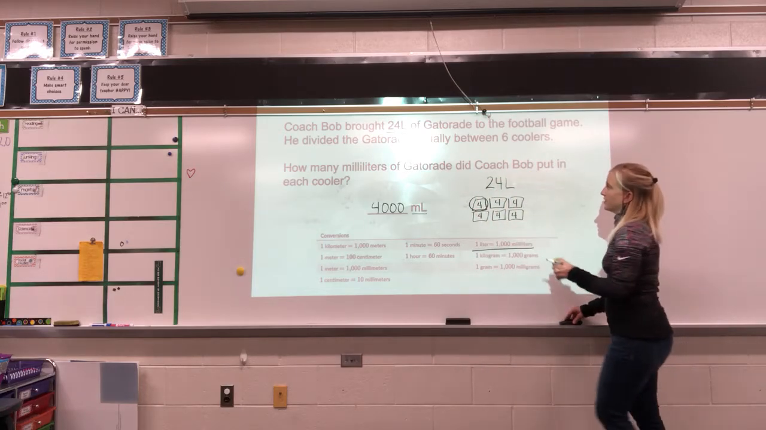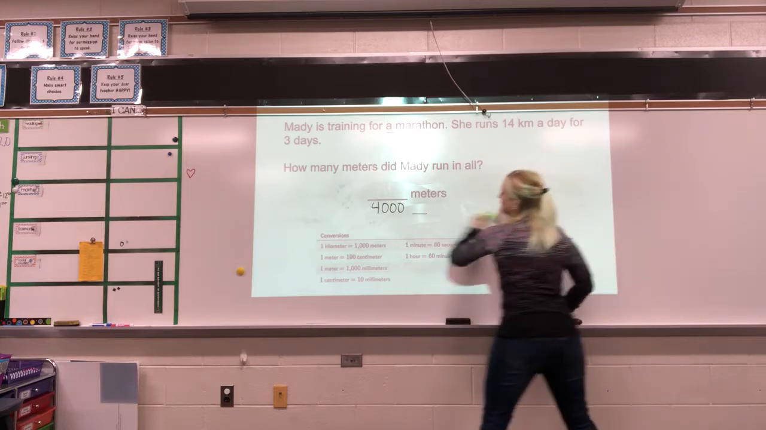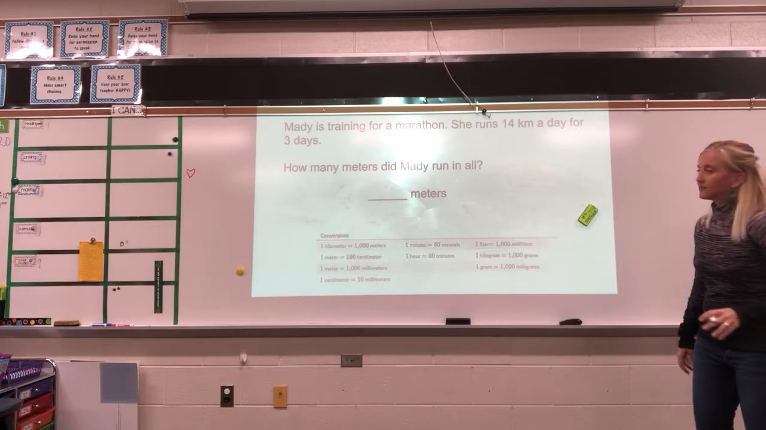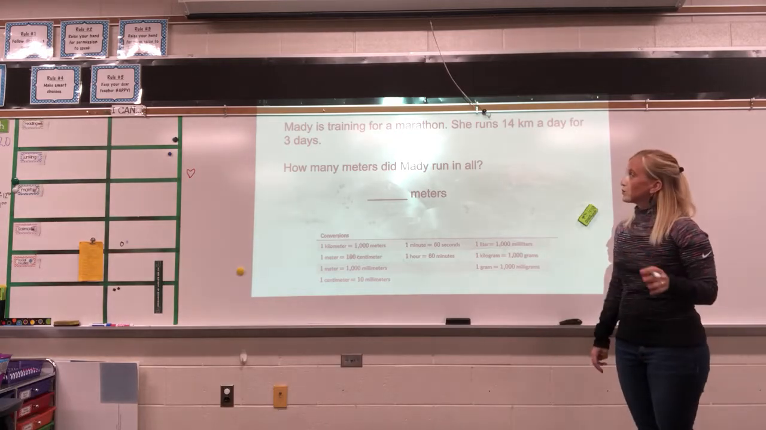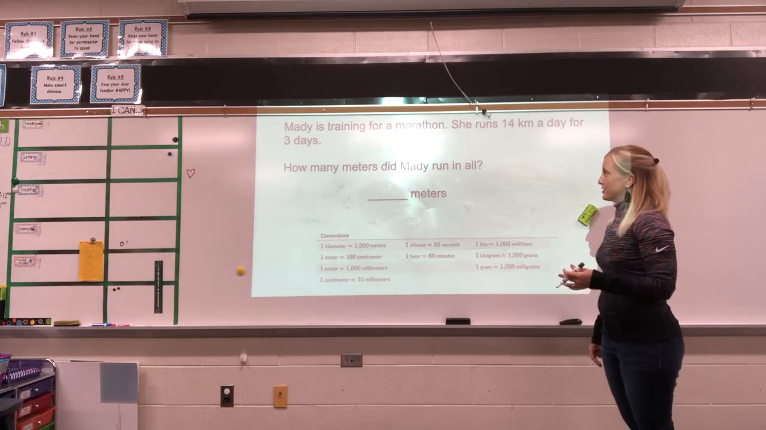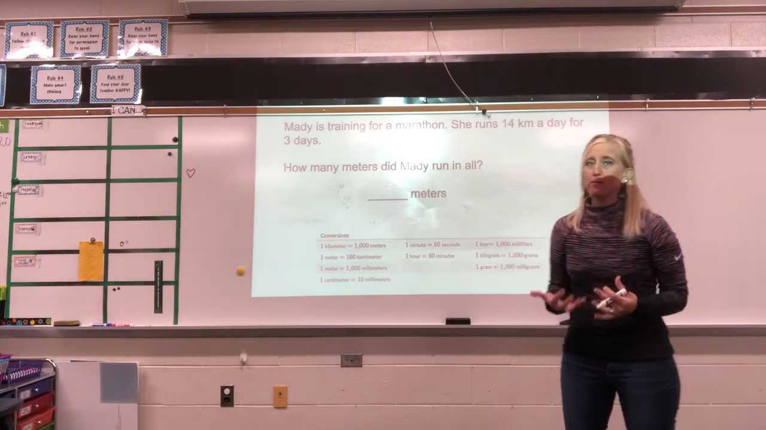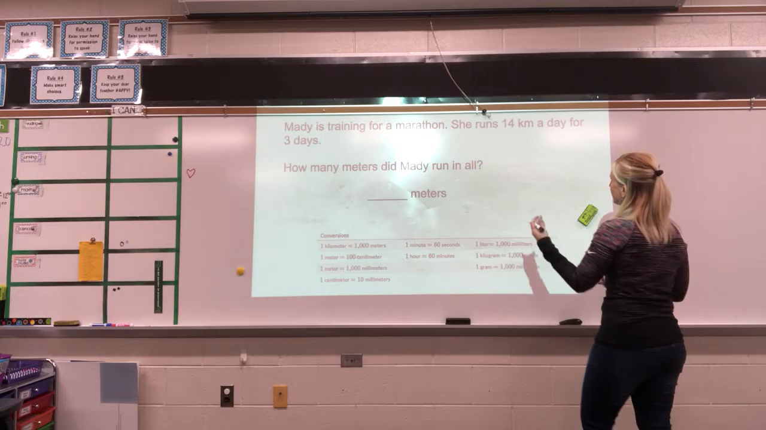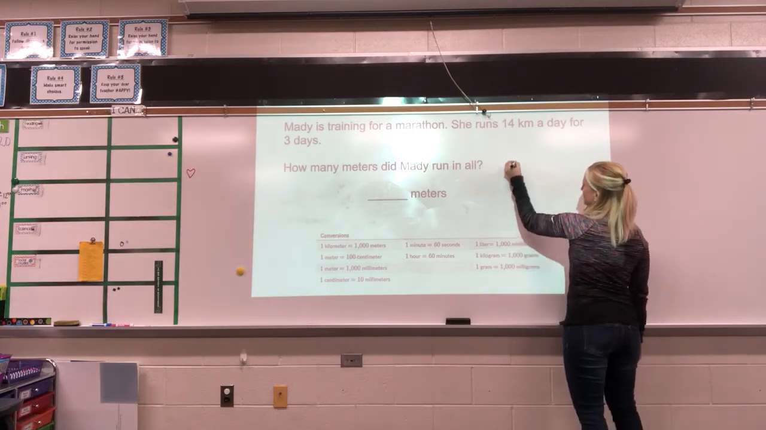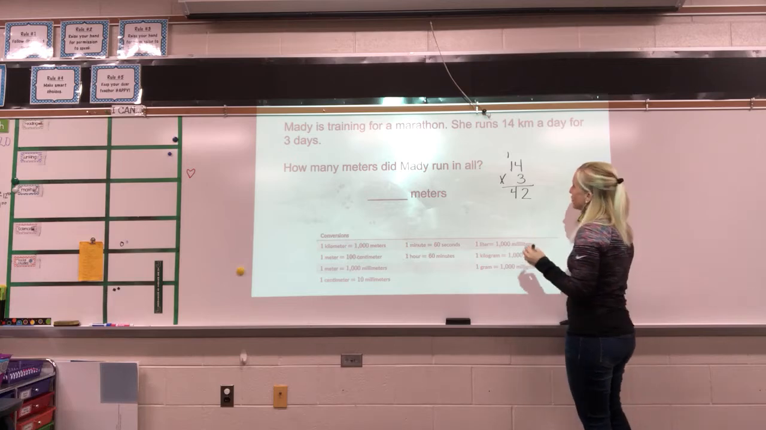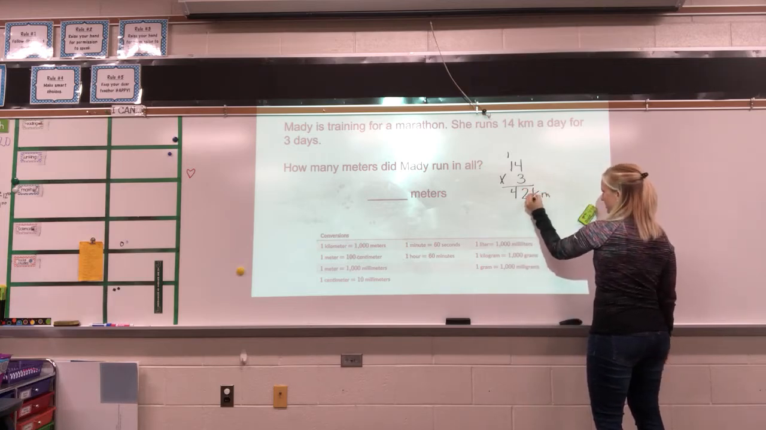Okay, so let's try another one now. Maddie is training for a marathon. She runs 14 kilometers a day for 3 days. How many meters did Maddie run in all? Okay, so again, first I just want to figure out how many kilometers she ran. Well, if she ran 14 kilometers for 3 days, 3 times 4 is 12, 3 times 1 is 3, so she ran 42 kilometers.